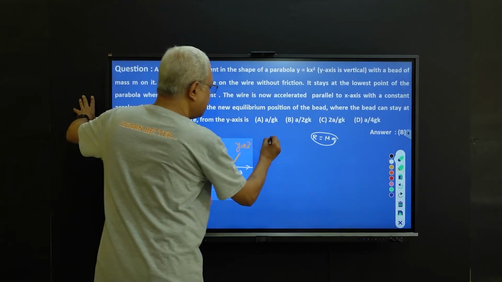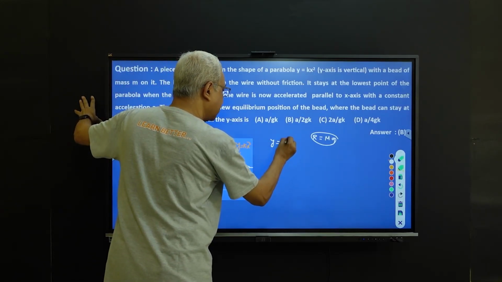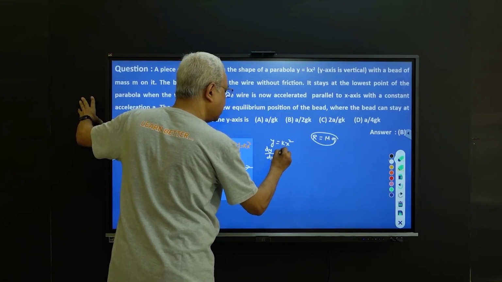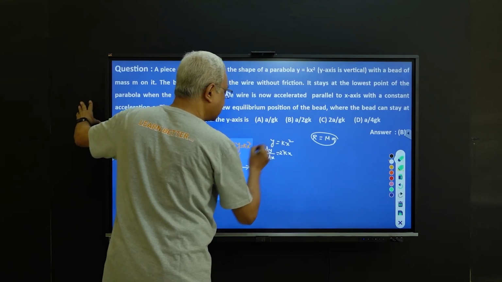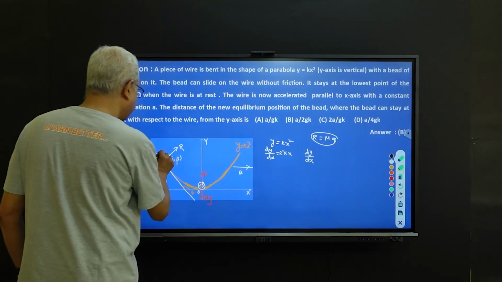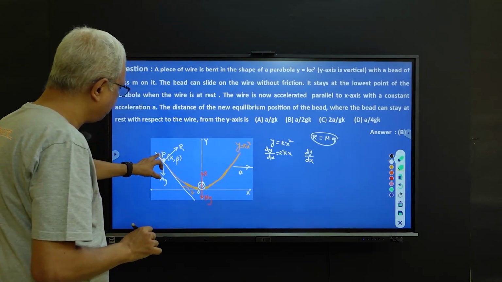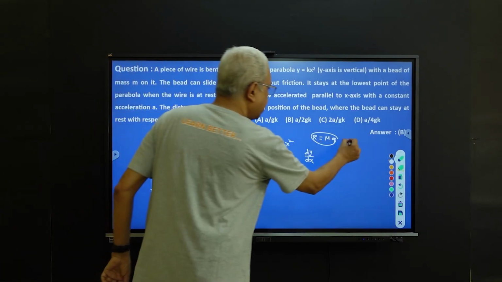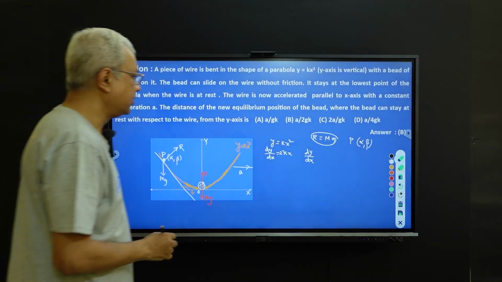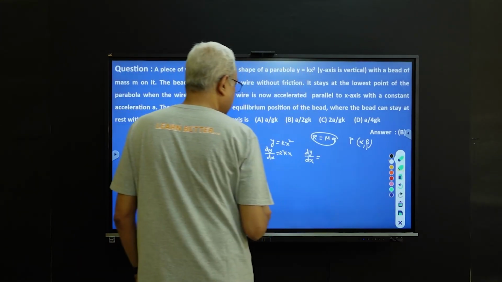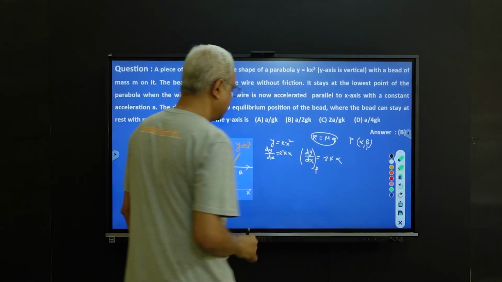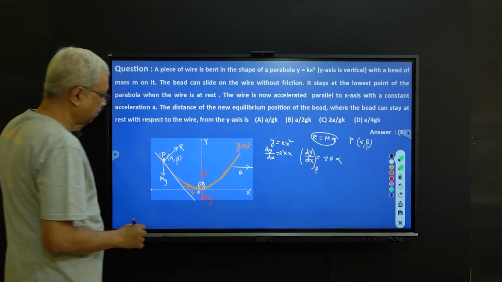It is given y equal to kx square. So dy dx is 2kx. This position I call P. The position of the bead is P, and P's coordinate I have assumed is alpha, beta in this plane. So dy dx at the point P is equal to 2k alpha. This is the direction of the reaction force.